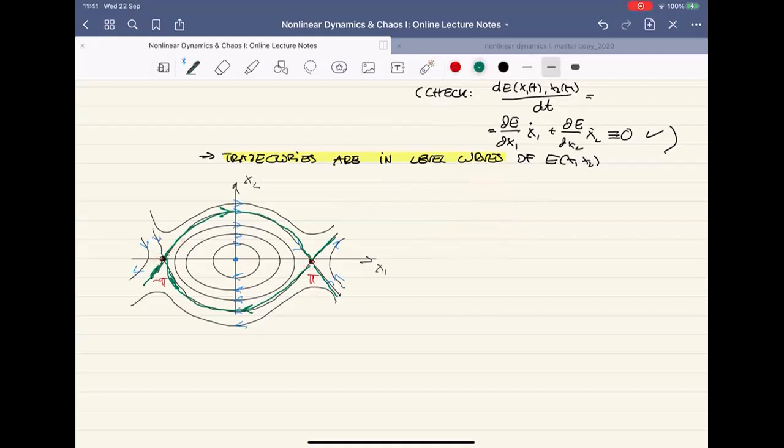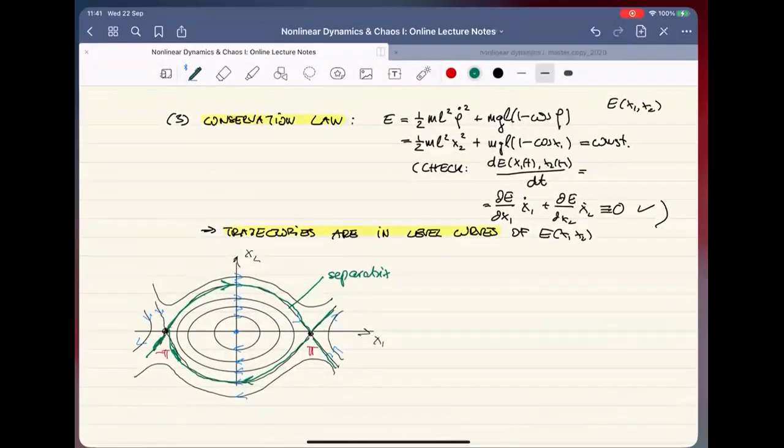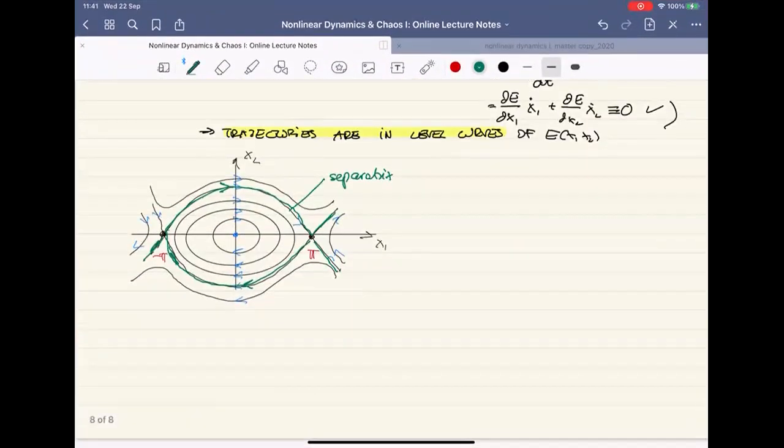What connects them is sometimes called a separatrix, because it separates different types of behavior in the phase space. Another terminology says this is a pair of heteroclinic orbits. Okay, there are two pairs of these, right?